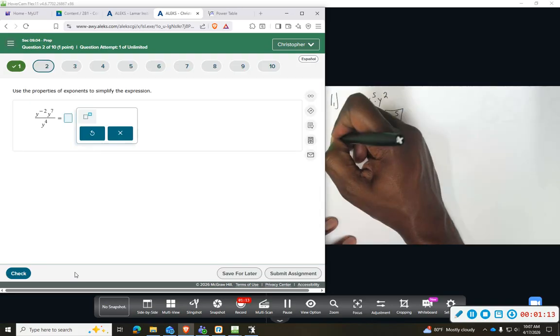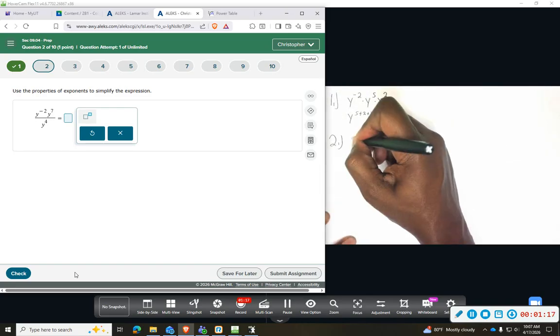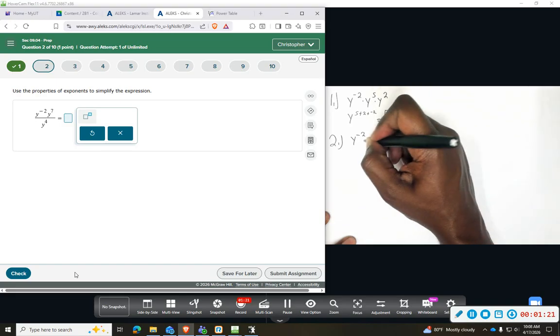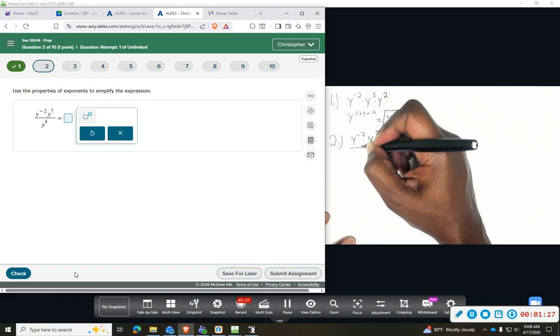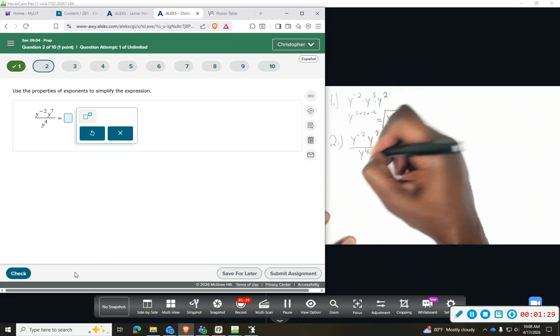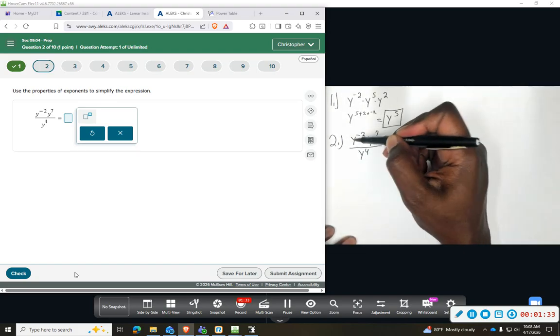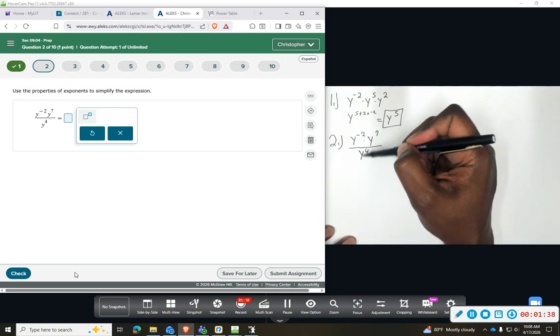Number 2, we have y to the negative second power times y to the seventh divided by y to the fourth. So here we have division. When you have multiplication with the same base, you add the exponents. When you have the same base and you're dividing, you're going to subtract.